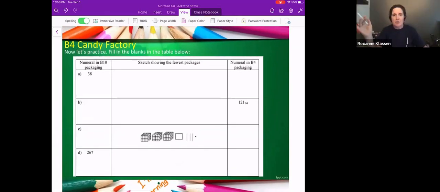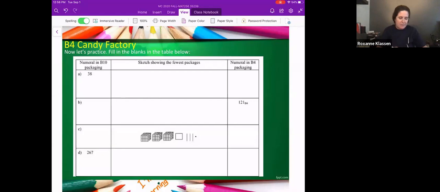So this table is what you see in your paper, and the left column is a regular number. So B10 is base 10. So that's a regular number. So you can really call that a 38. That really is a 38. And then I want you to sketch it for the B4 candy packaging. And then I want you to write the number in B4.